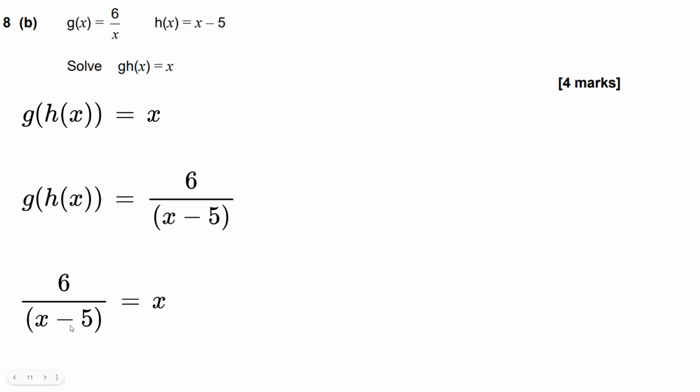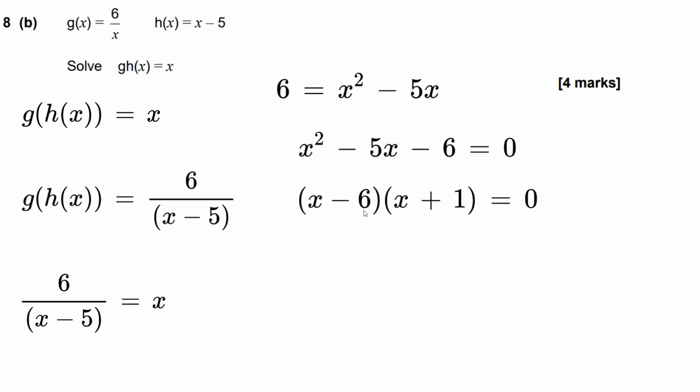Multiply out both sides by x minus 5, like this. Rearrange and then factorize and solve, like this. Because both of these equal 0, so x minus 6 equals 0. Add 6 to both sides, so x equals 6 and x equals negative 1. And those are your 2 answers.